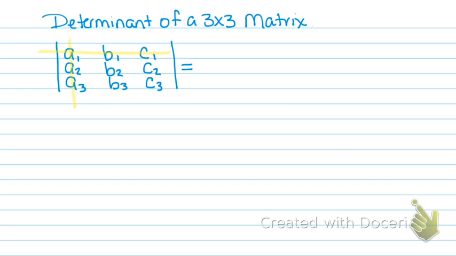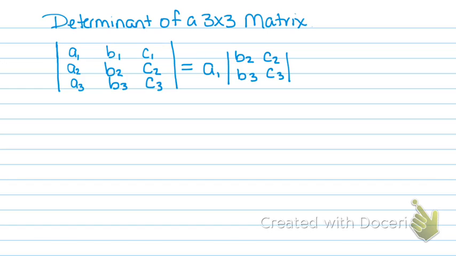So I'm looking at this. I kind of just mark those out, and what's left right here becomes the determinant that's multiplied by that A1. So we take A1 and we multiply it times the determinant that includes the B2, C2, B3, C3. Okay, and then the formula tells us we're always going to put a minus sign here.